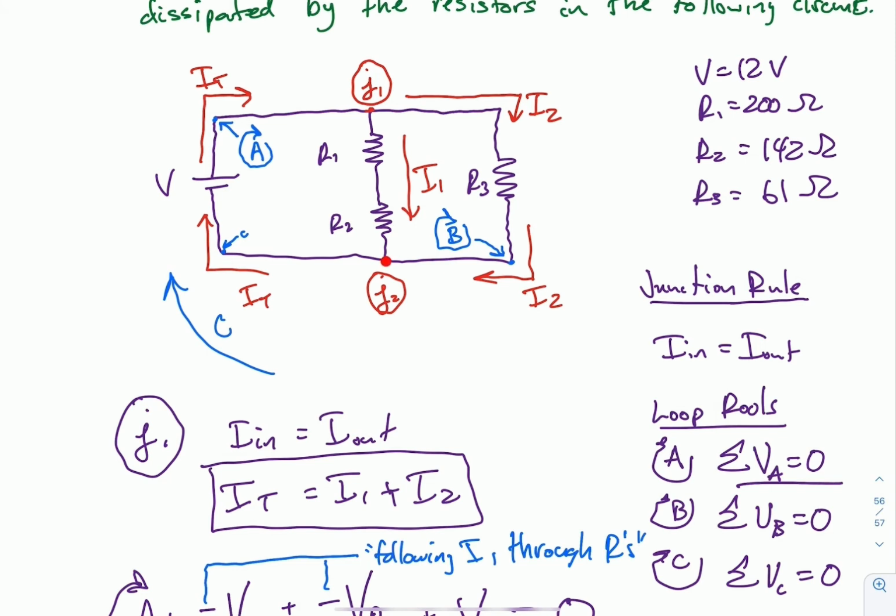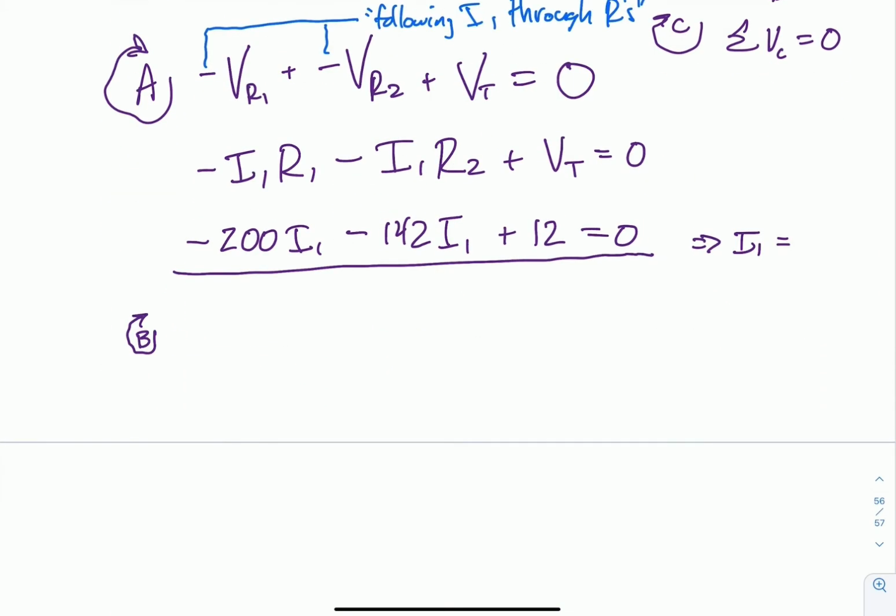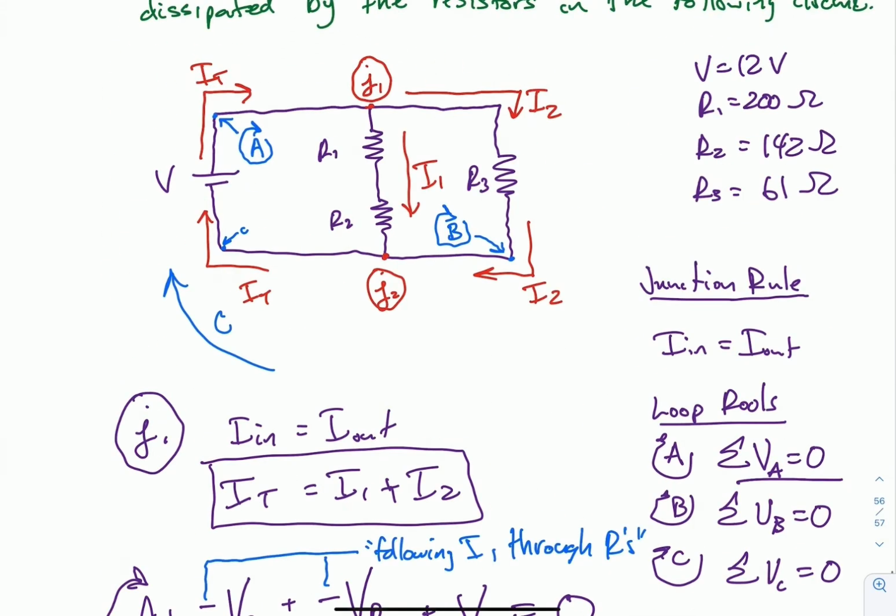But then we have to go up through R2 and R1, and it looks like if we go up through R2 and R1, we're going against the direction that we drew I1 in. If we go through resistors against the current, then we add positive voltages. We're going against I. And so for our first two numbers in our loop rule, we can go ahead and do positive I1 R2 plus I1 R1.